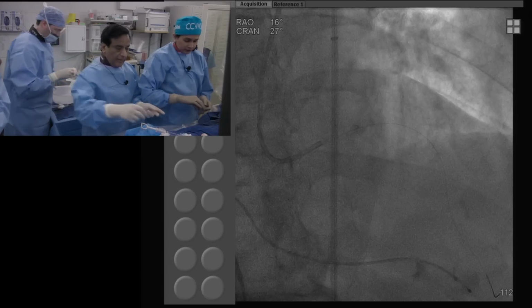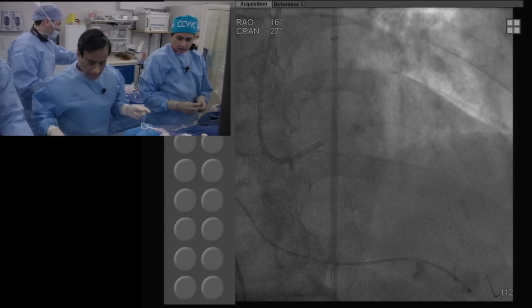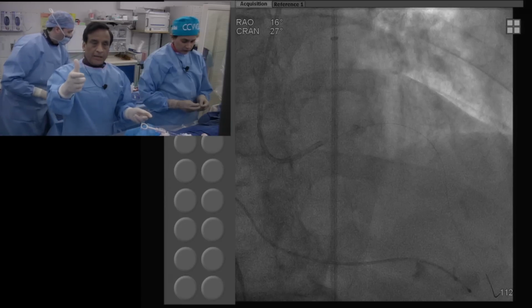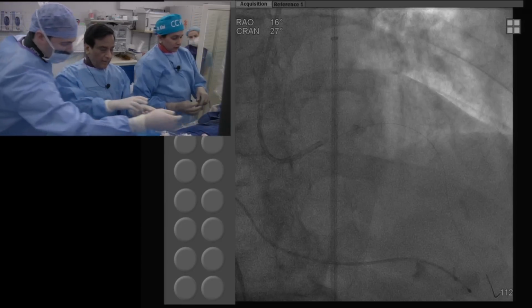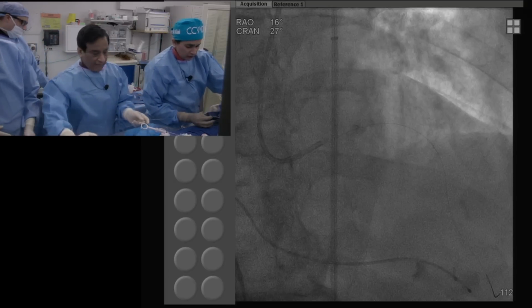I think a similar thing should apply here, because in all the trials, SYNTAX, FREEDOM, even BARI, the curves of PCI versus CABG only separated after 3 years.